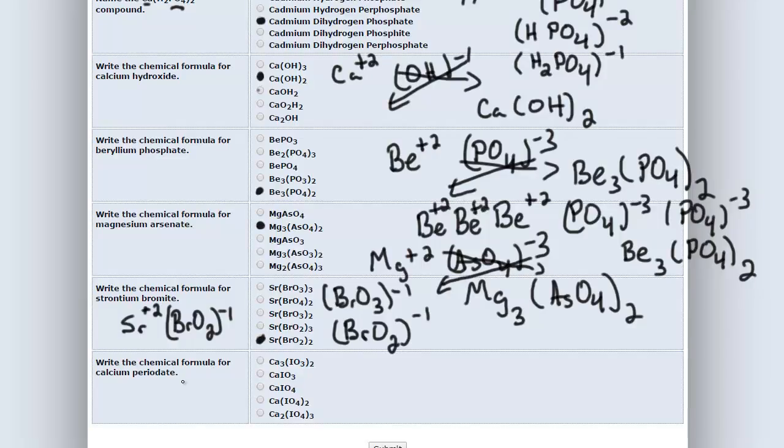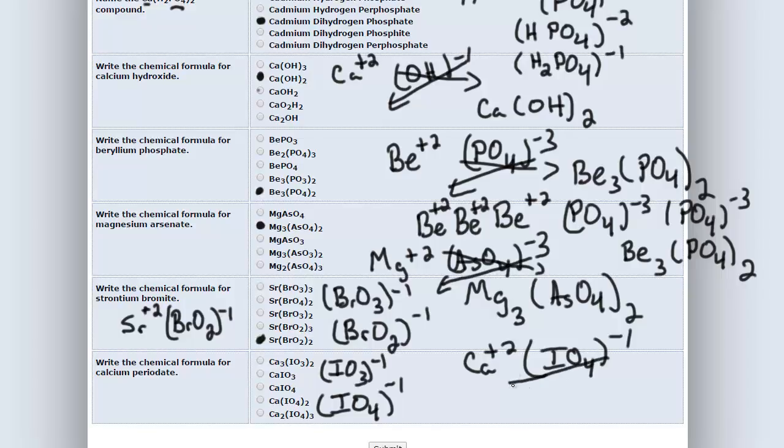Write the chemical formula for calcium periodate. Iodate, IO3, is a polyatomic ion with a charge of -1. That polyatomic ion with the charge of -1, that is iodate. So periodate is 1 more oxygen, so IO4, -1. Calcium is a +2. Periodate, IO4, that's a -1 charge. Play the game. Ca(IO4)2.